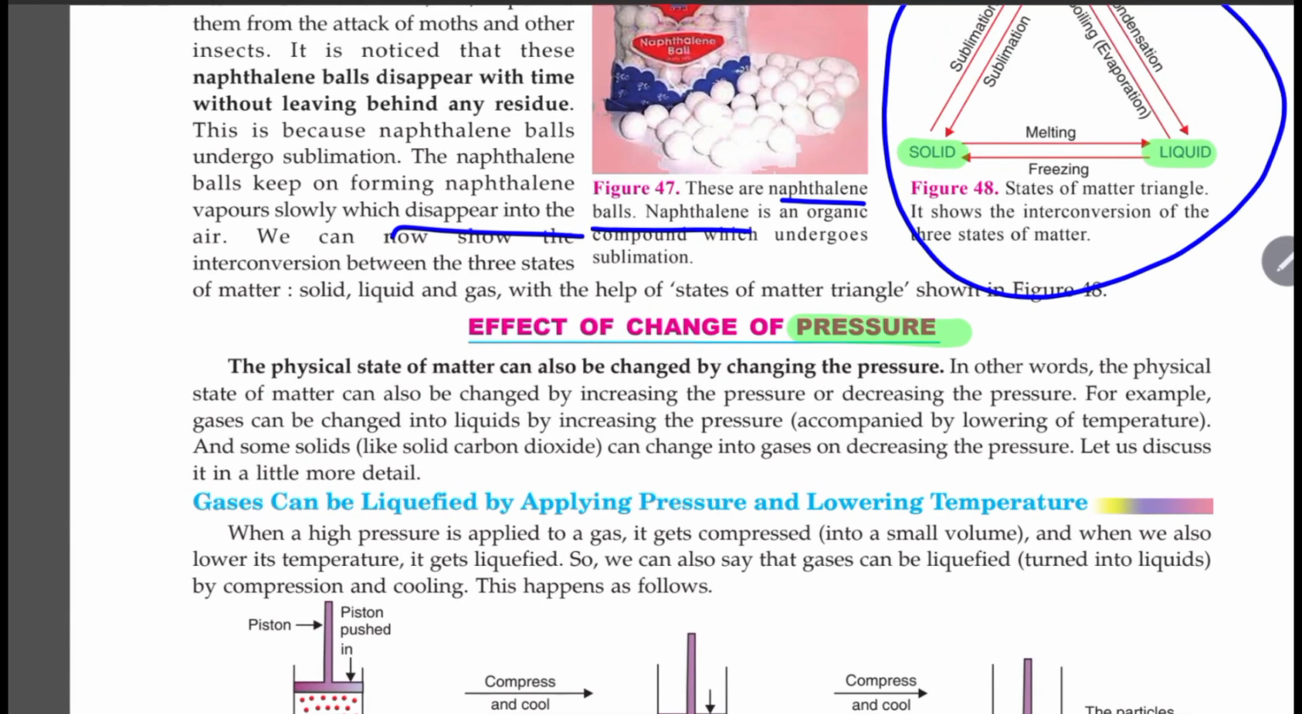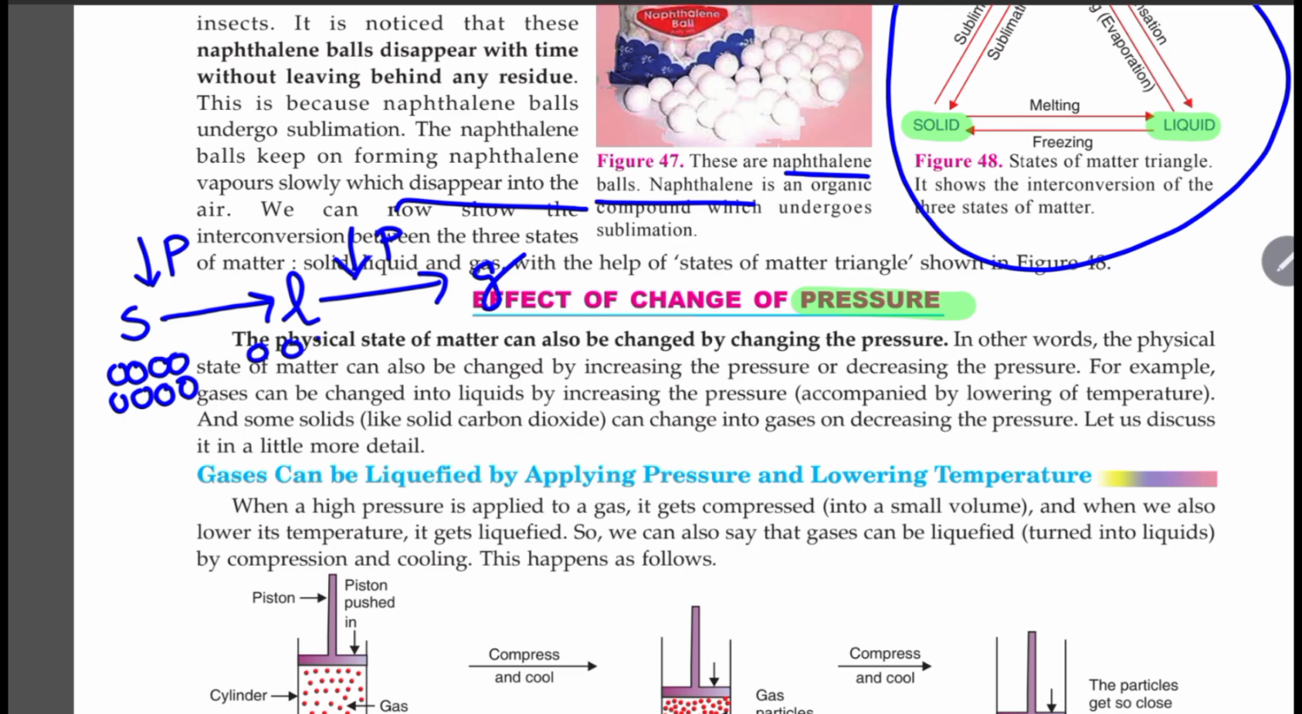If I change the pressure, suppose I say I have to go from a solid to a liquid, that means I have to increase the interparticle distance. What is required is a lowering of pressure. From liquid to gas, what is required is lowering of pressure. If I lower the pressure, then the compactness of the particles decreases and they move apart.